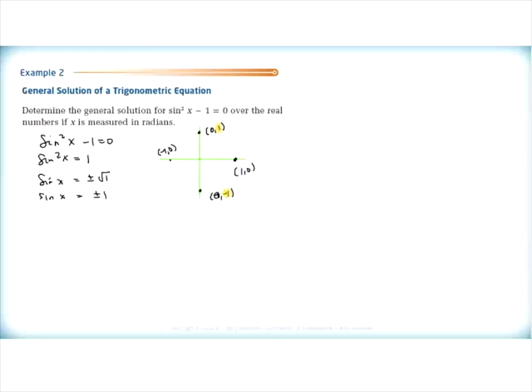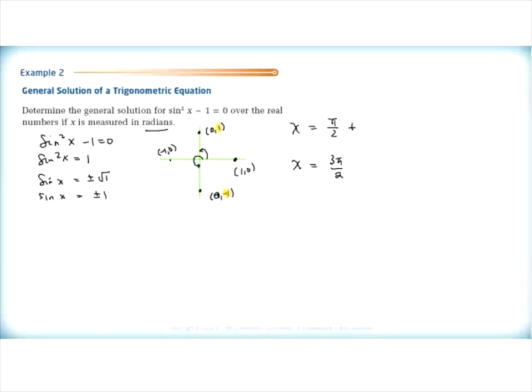If I want to write the general solution, I'm going to write this. X is equal to, now again our answer is going to be in radian measure, there's one answer, which is pi over 2. And another answer would be at 3 pi over 2. But remember, you're looking for the general solution. The general solution means all angles that satisfy that equation. All the angles that satisfy that equation will be coterminal with these angles as well.